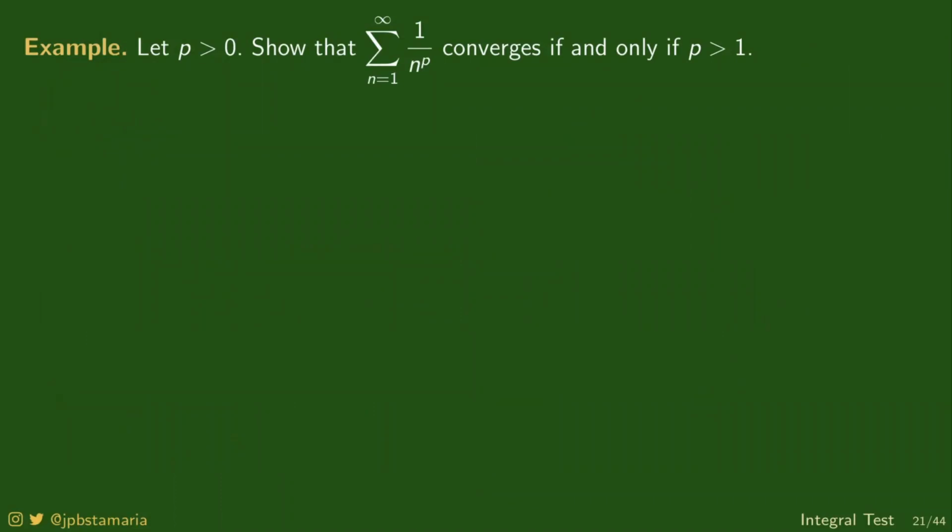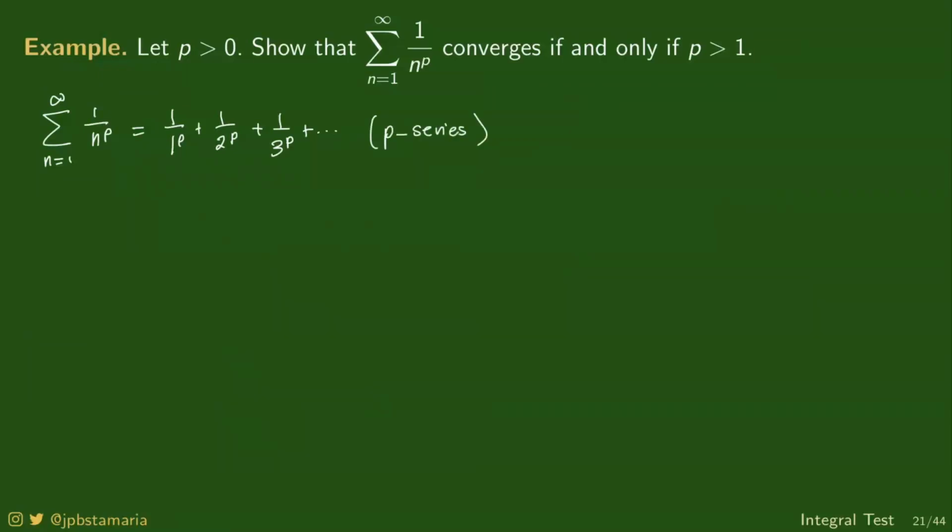Right. So let P be any number greater than 0. In analysis, this series that you see on the board, when I expand it, looks like this: 1 to the P, 2 to the P, 1 over 3 to the P, and so on. This is what we call a P series in analysis.